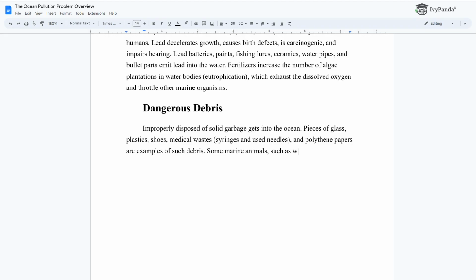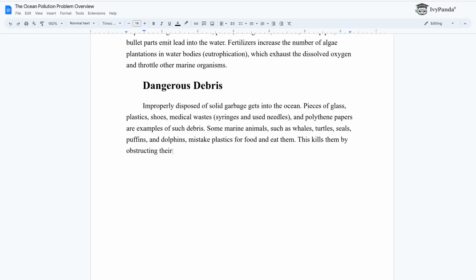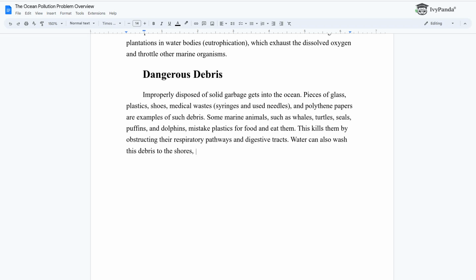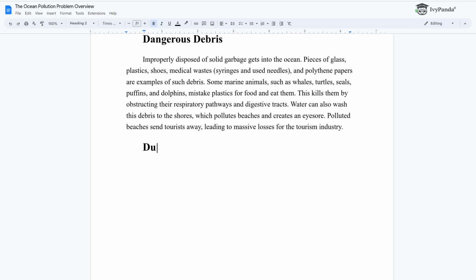Some marine animals, such as whales, turtles, seals, puffins, and dolphins, mistake plastics for food and eat them. This kills them by obstructing their respiratory pathways and digestive tracts. Water can also wash this debris to the shores, which pollutes beaches and creates an eyesore. Polluted beaches send tourists away, leading to massive losses for the tourism industry.